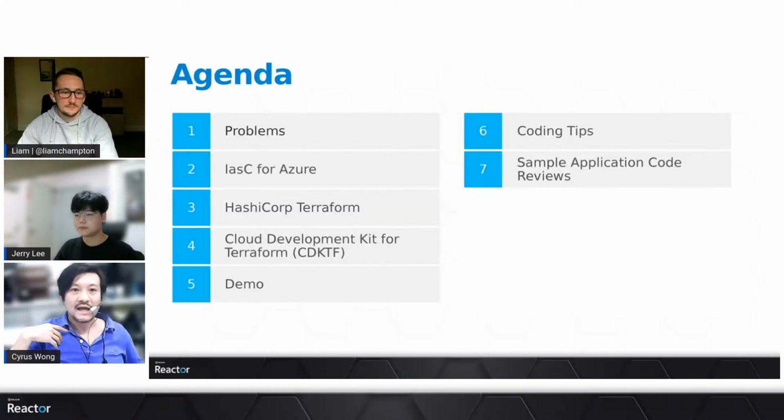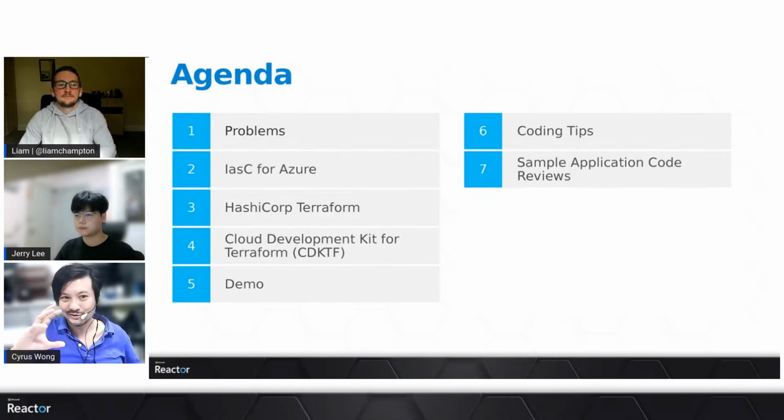And today's agenda is that first of all, I would like to introduce the problem about infrastructure as code, and the second is the options of doing infrastructure as code in Azure. Then a bit of background on HashiCorp Terraform, and then I introduce the cloud development kit for Terraform. Then I have a quick demo of live coding using CDK-TF, and also some coding tips, since this is a very new technology in the domain, especially for Azure. I have some problems I want to share here, and then I have different applications built using CDK-TF. I can show you some of the application code review so that you can understand how to use CDK-TF to build something that simplifies your infrastructure a lot.